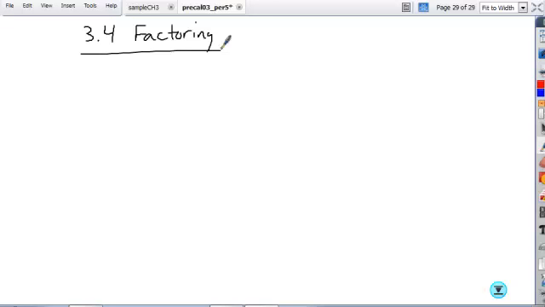So the material that we covered in the last section dealt with factoring by removing common factors and by looking for special factor forms. Today we're going to finish up the other two types of factoring that you're going to go through. Right? Now the first one that we're going to talk about is factor by grouping.